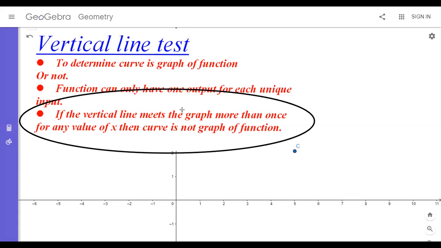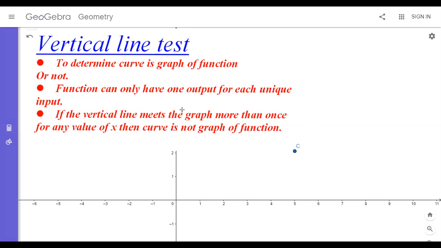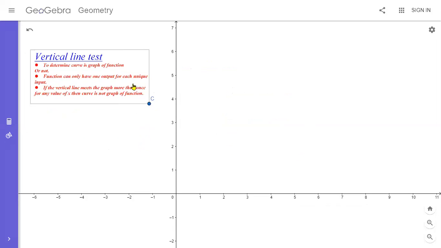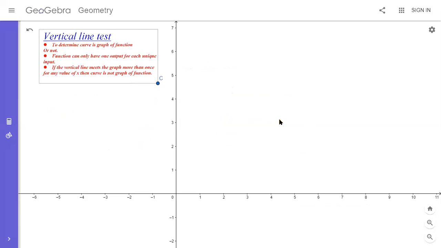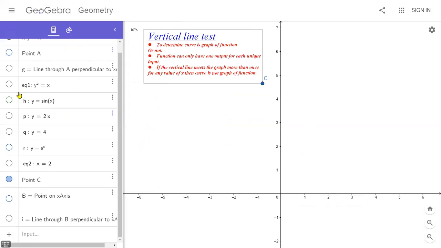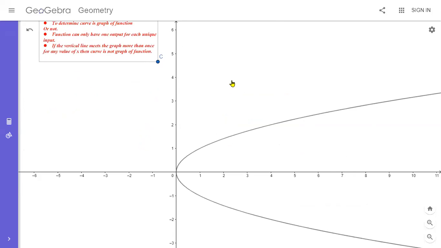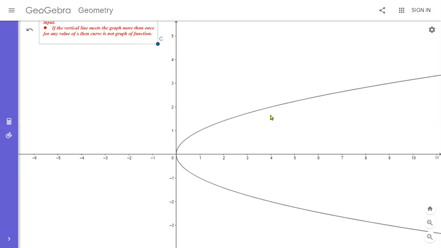Let me give some examples to illustrate this topic. Let me minimize this question first. Here in this xy plane, let me draw some curve. Let me draw this parabola. This is the given curve. Let's check whether this curve is the graph of a function or not.